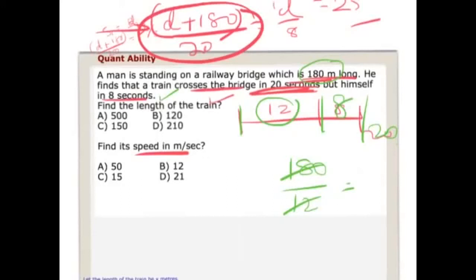So if I divide these two things, I'll get my answer, 15. So the answer is 15. The second question is to find the length of the train. 15 seconds is taken to overtake the bridge.